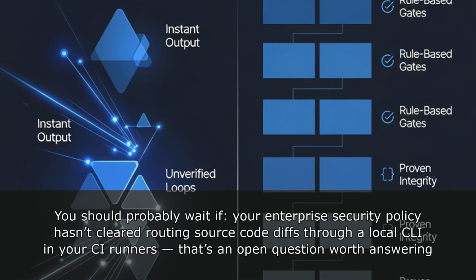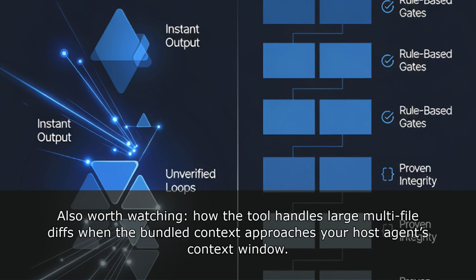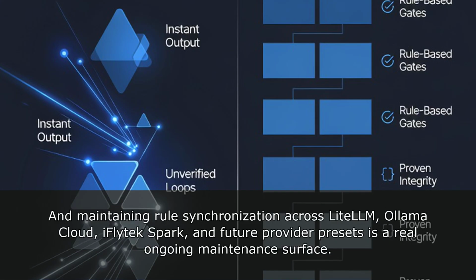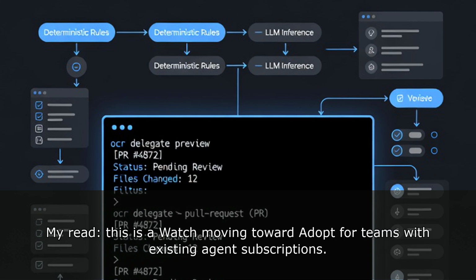Also worth watching: how the tool handles large multi-file diffs when the bundled context approaches your host agent's context window. The delegation design is clean, but context window constraints don't disappear just because the scaffolding is deterministic. And maintaining rule synchronization across LiteLLM, Ollama Cloud, iFlyTek Spark, and future provider presets is a real ongoing maintenance surface, my read. This is a watch moving toward adopt for teams with existing agent subscriptions.